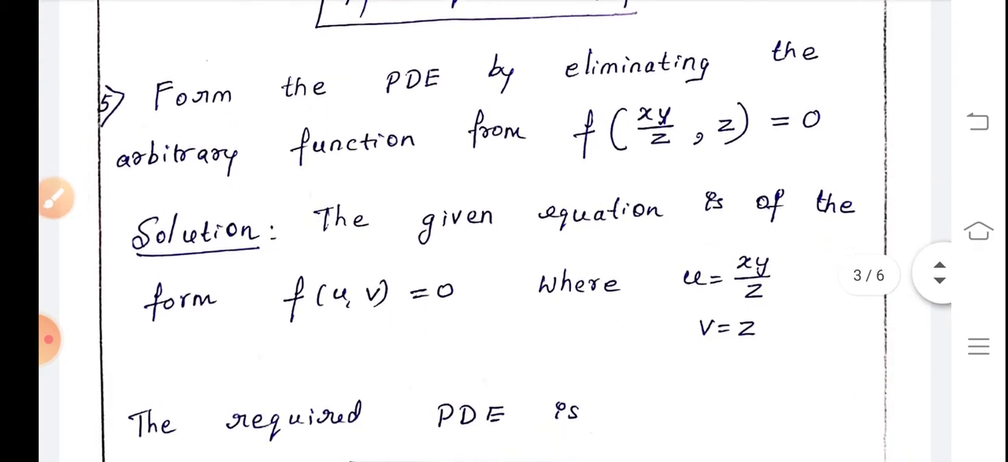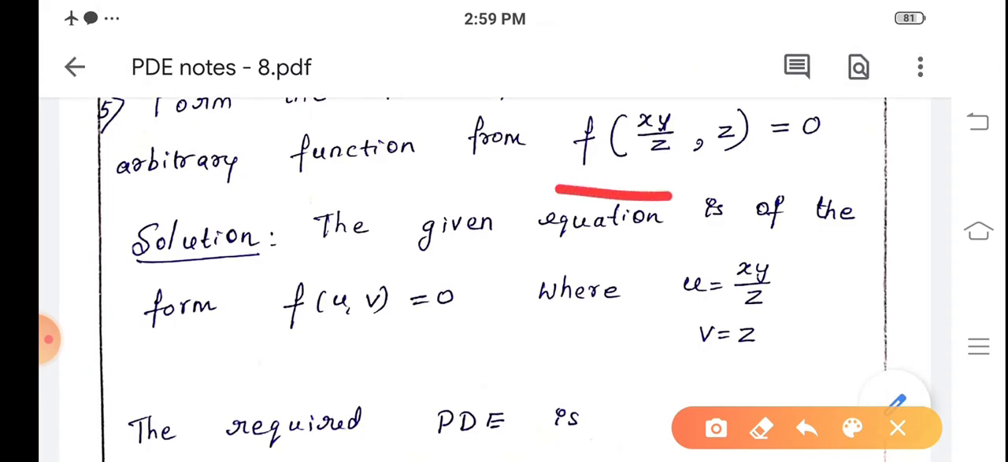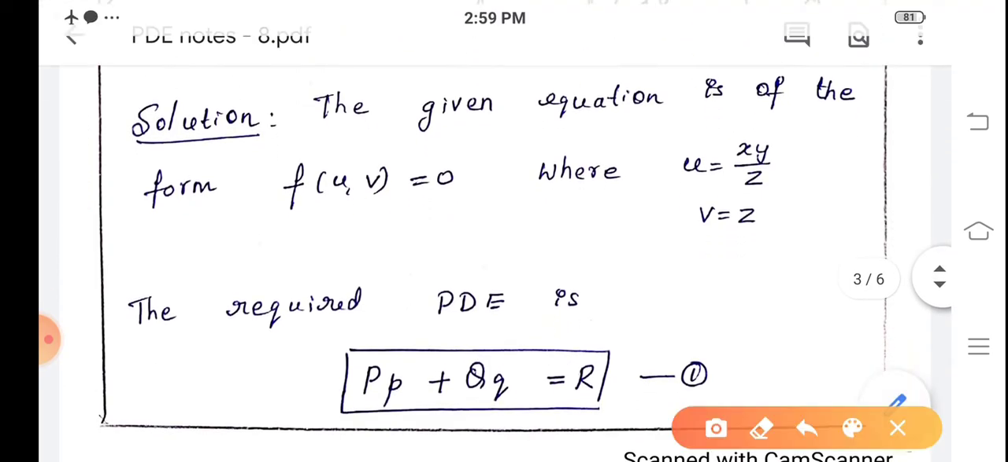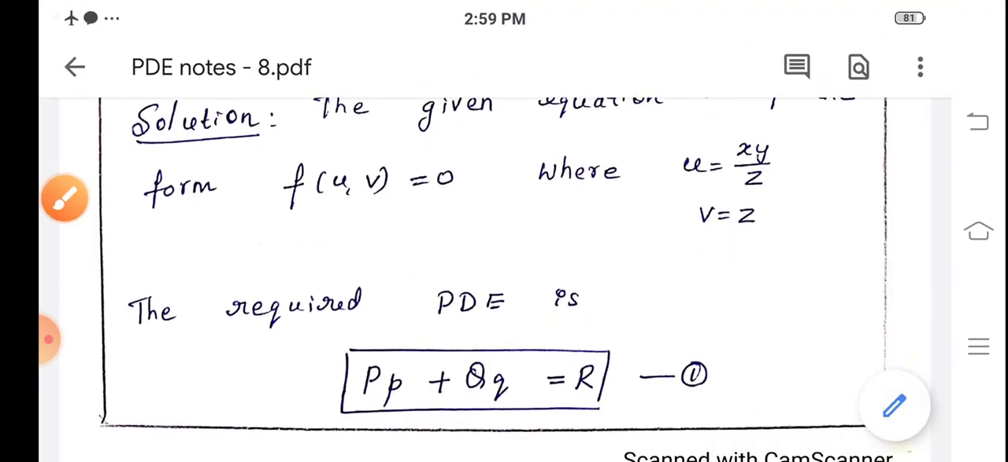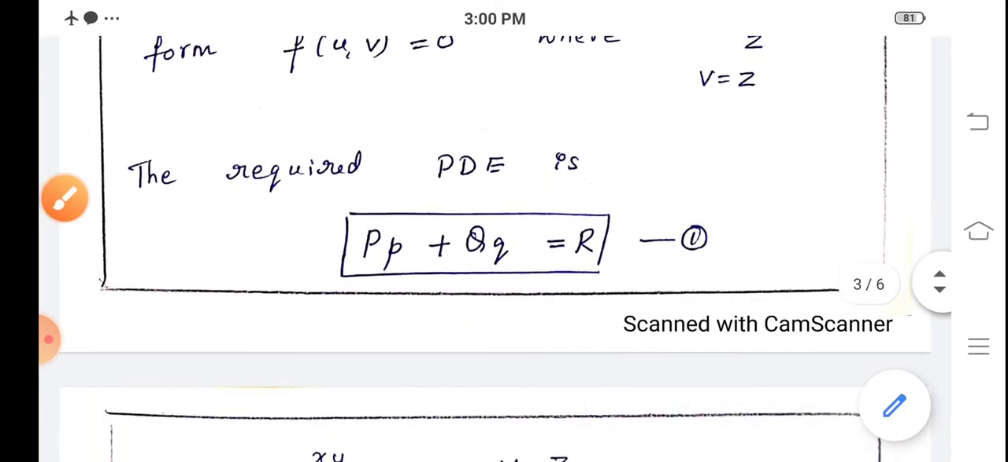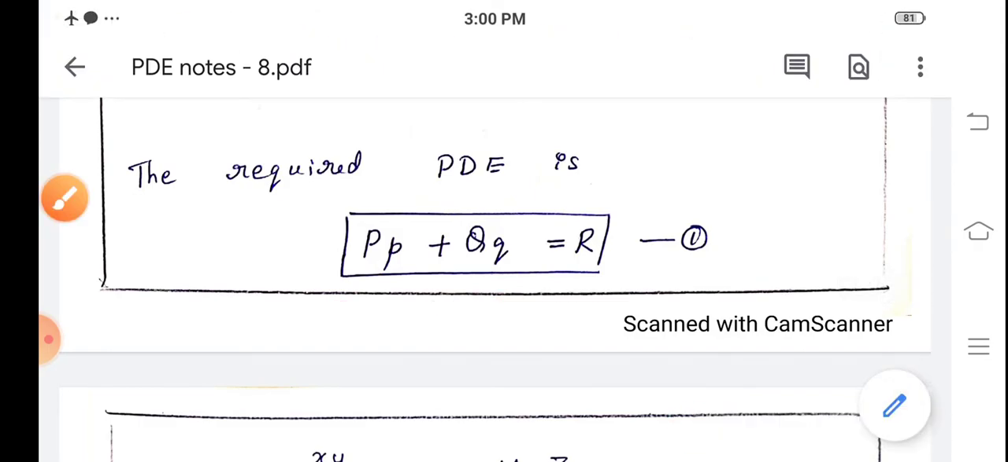Okay, now we will work out the next question. Question number 5. Form the partial differential equation by eliminating the arbitrary function from f of xy by z, comma z is equal to 0. Here, the given function is of the form f of u, v equal to 0, where we take u is equal to xy by z and v is equal to z. The required partial differential equation is P into p plus Q into q equal to R.